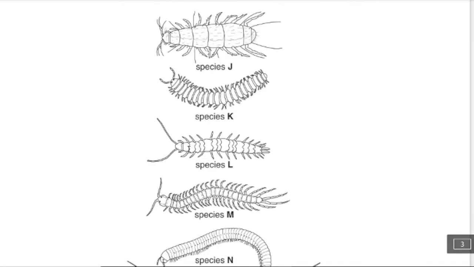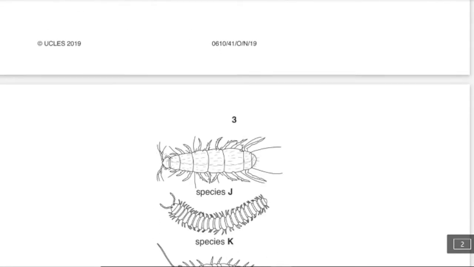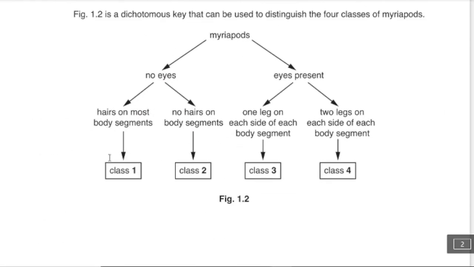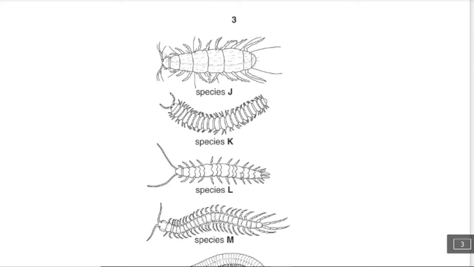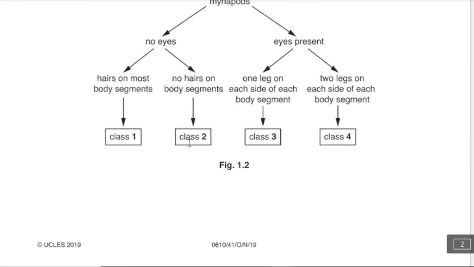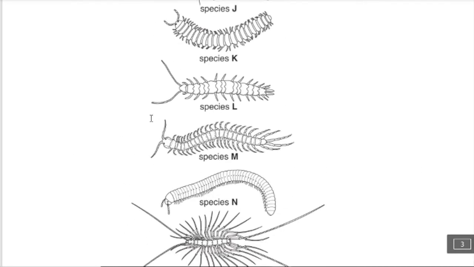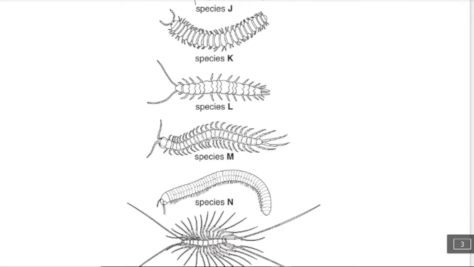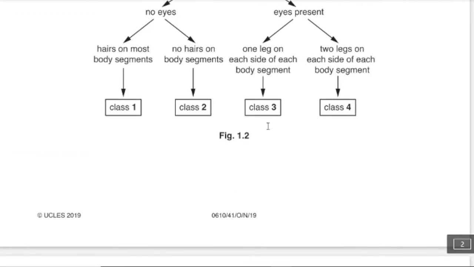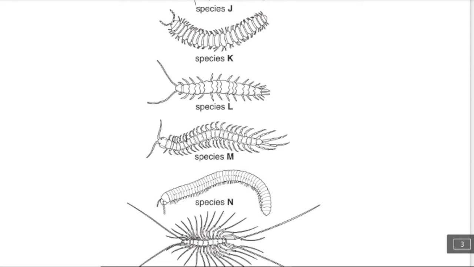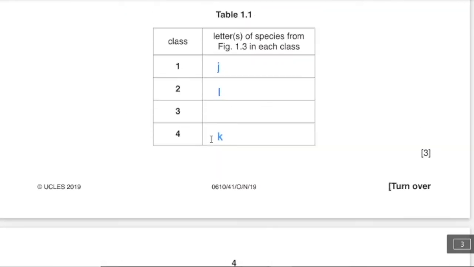Similarly, species L, alright, so it doesn't have any eyes, so it's going to be in either of the first 2 classes. And let's see if it has any hair or not. It doesn't seem to have any hair, so we're gonna be classifying it in class 2. Alright, and M, alright, this has eyes, so it is going to be in either of these classes. And let's see how many legs it has on each side of a segment. This has only 1 leg, so it's going to be in class 3.